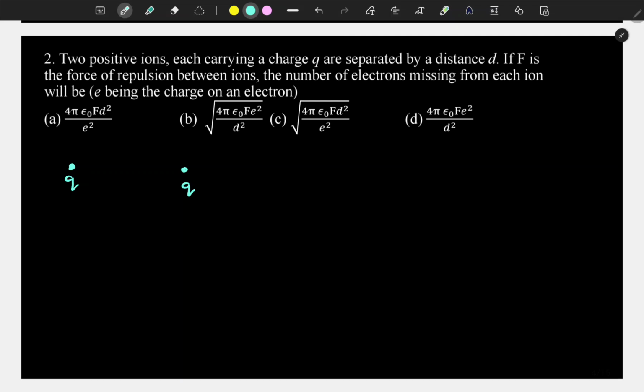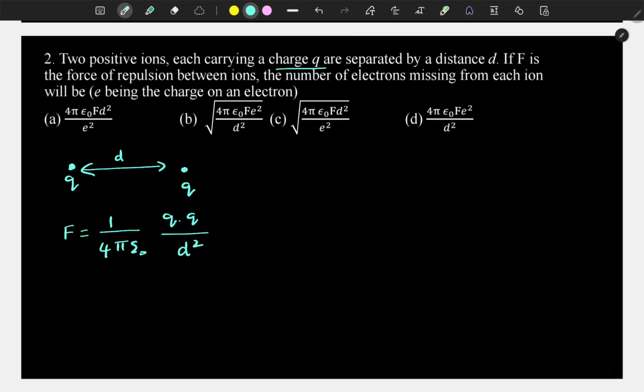So the charge is same. Charge is given as small q. They are separated by some distance, small d. If capital F is the force of repulsion between them, that is F is equal to 1 over 4 pi epsilon naught, q1 is q, q2 is q, divided by d square.